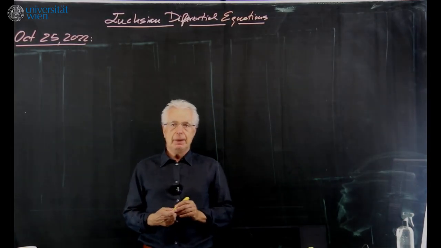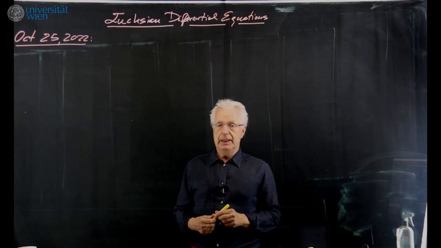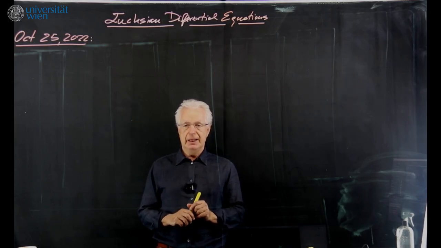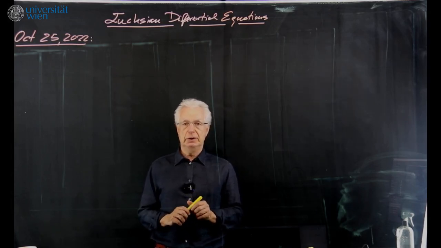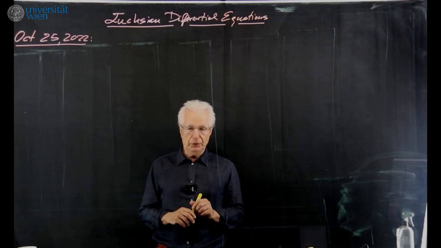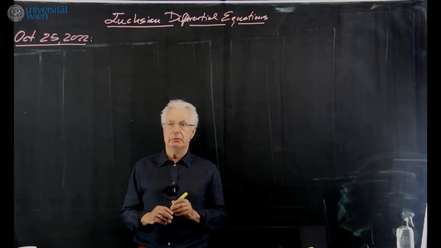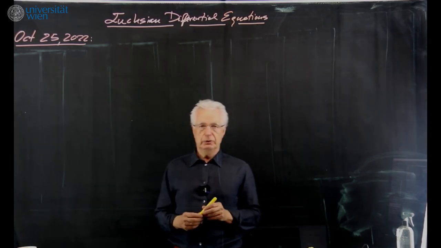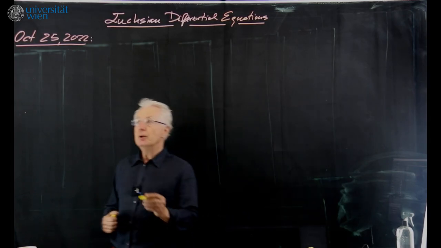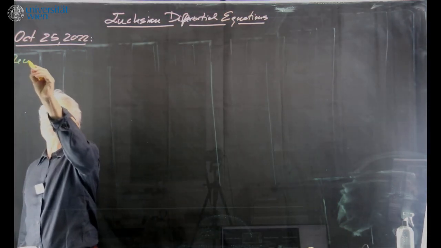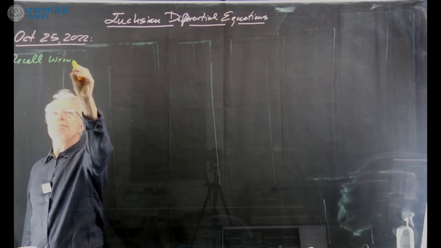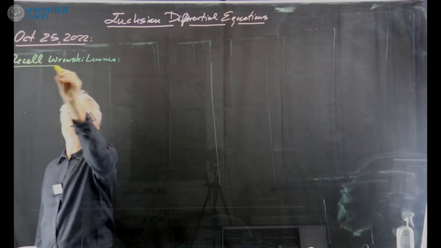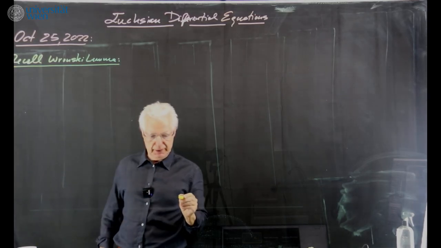So we will go on by studying differential equations, trying to find their solutions. And we will do the simple case of Euler equations today. So let me first recall a little bit what we did last time, and then we will go on to construct a basis of solutions of Euler differential equations. So recall the Wronski lemma from last time, we will use it again.